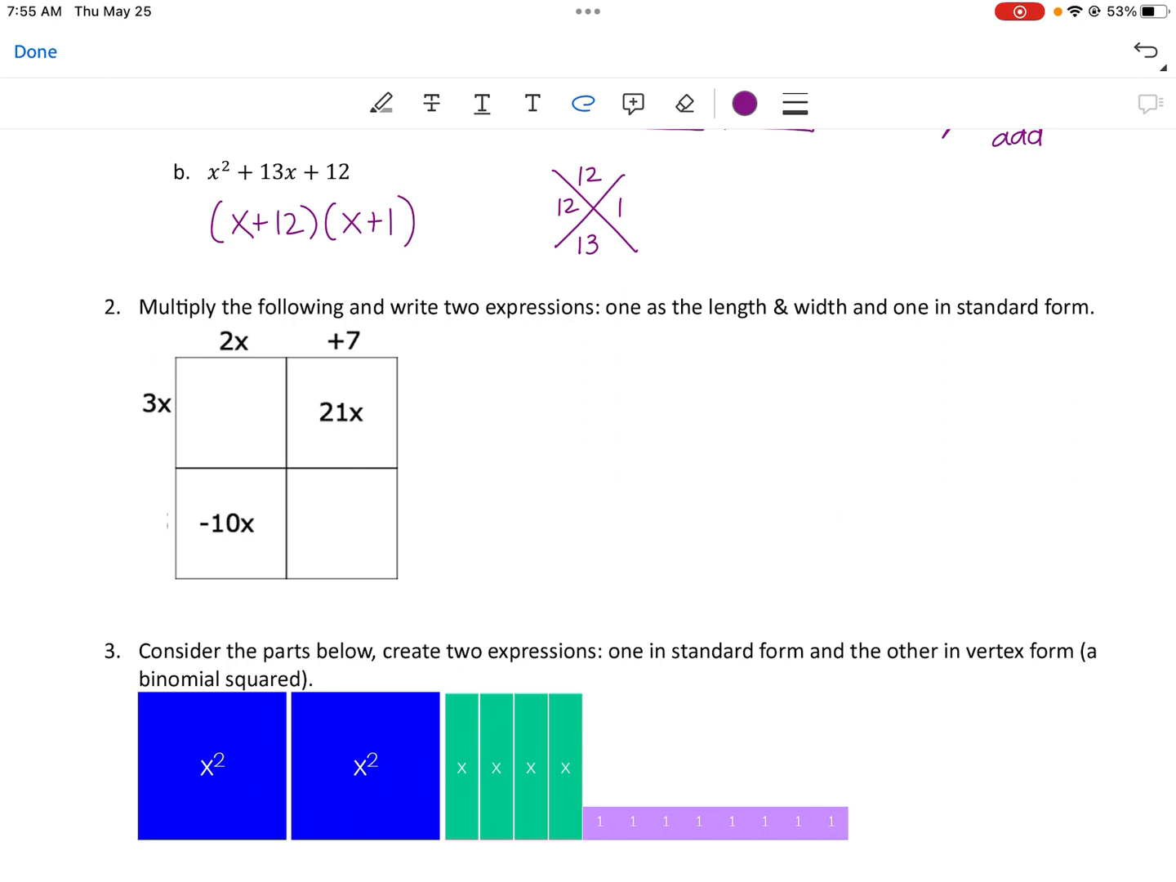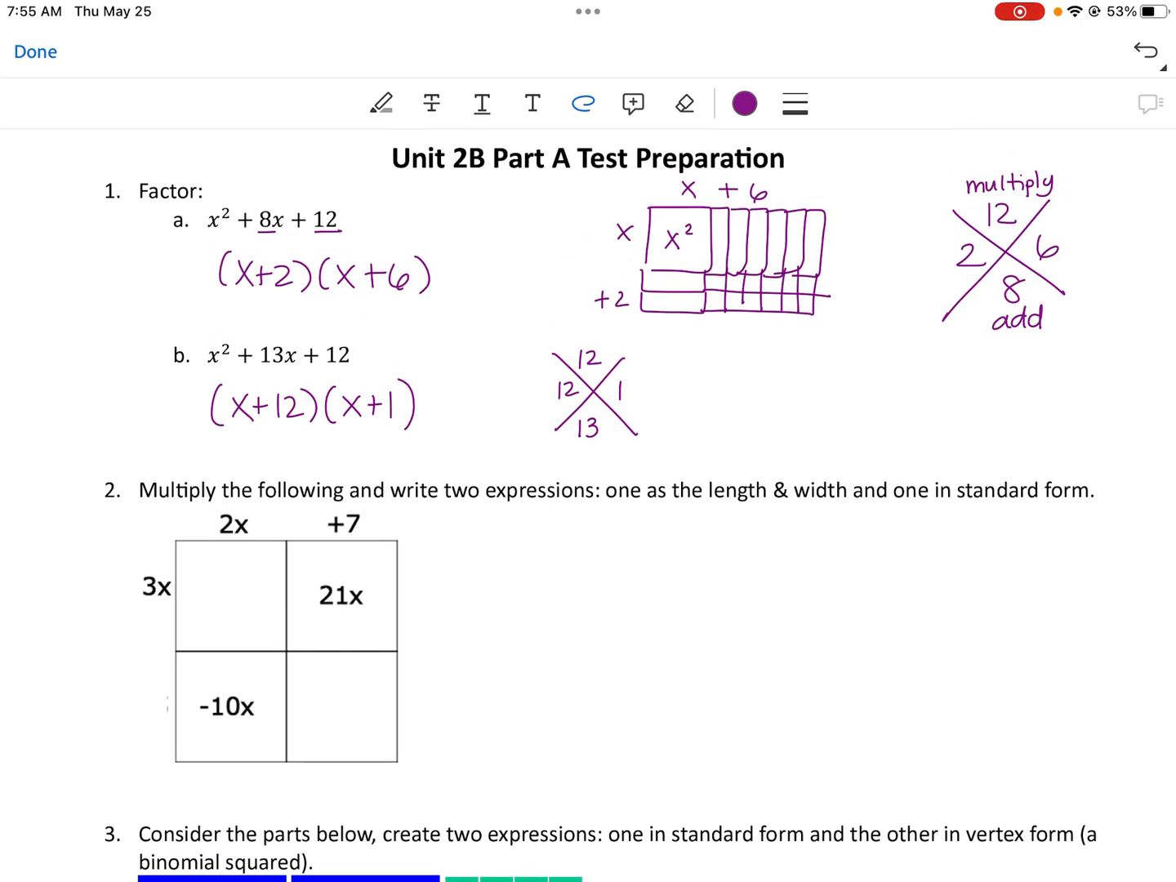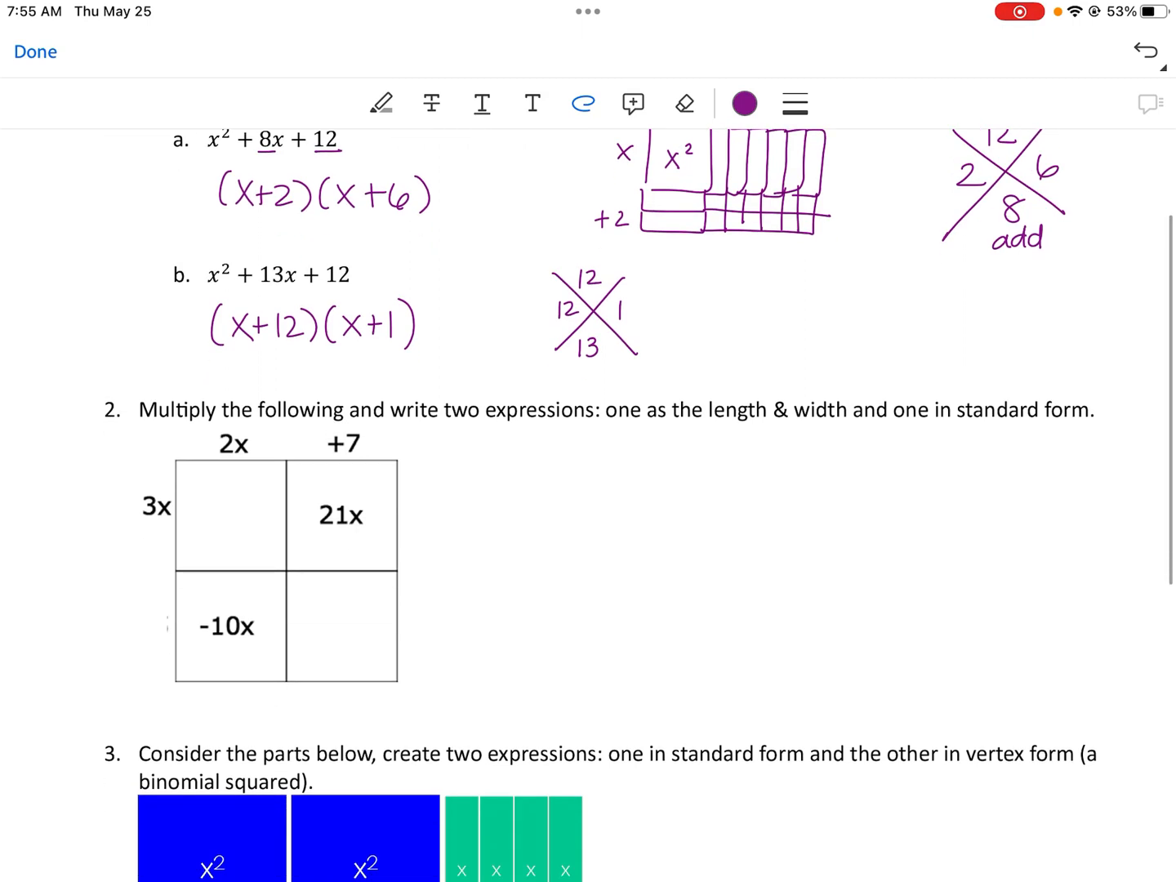Okay, so what about this? This is more similar to the diagram. If I give you some of the outsides and insides, can we fill in some of the missing pieces? So here, if this is 3x times 2x, you're going to get 6x squared. You notice 3x times 7 is 21x. But now you're saying 2x times what is negative 10x? 2x times negative 5. And then negative 5 times 7 is negative 35.